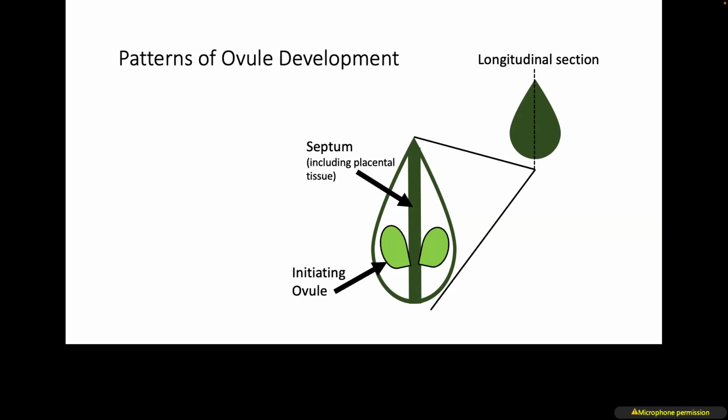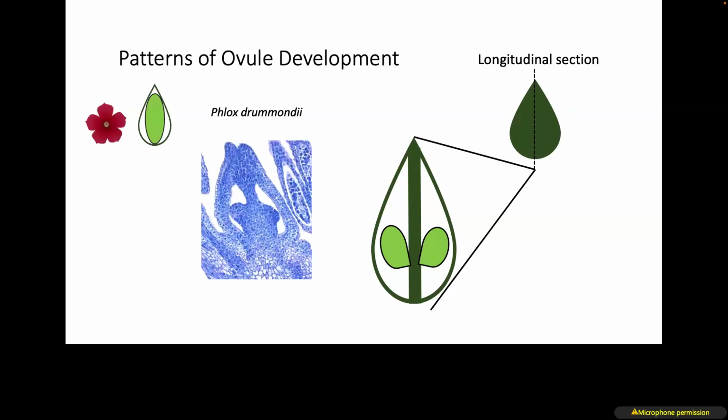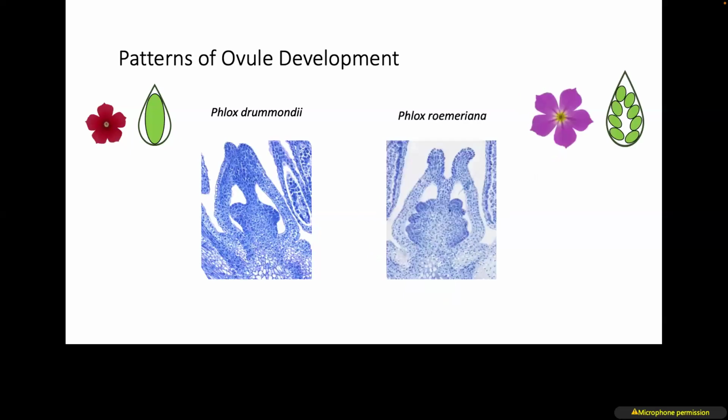So when we look at our ancestral state single ovulate morphology, we see again that there's only one ovule coming off of the central septum into each of these locules. And it's filling up a good amount of the space within the locule. But when we compare that to what's going on in sister species Phlox roemeriana, we're seeing that many more ovules are forming along this central septum.